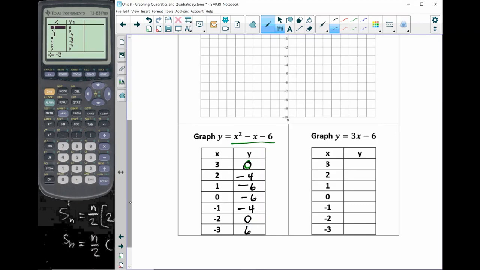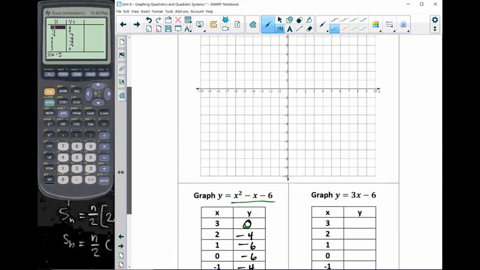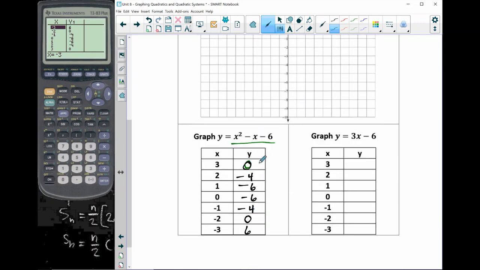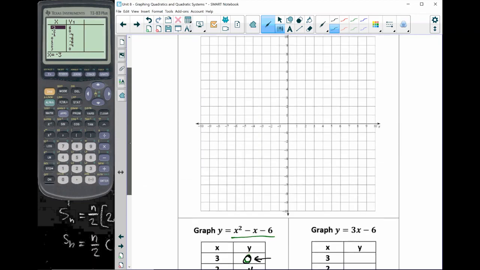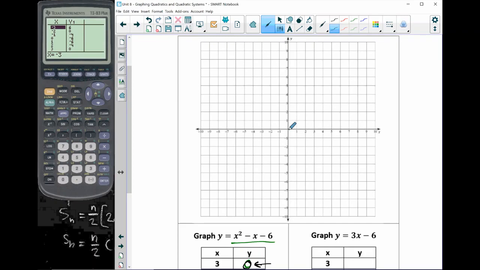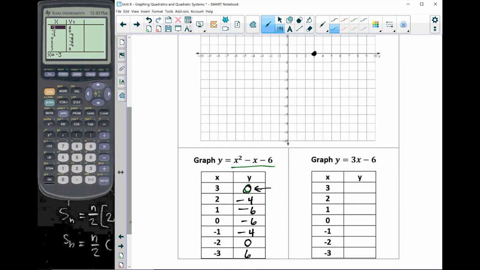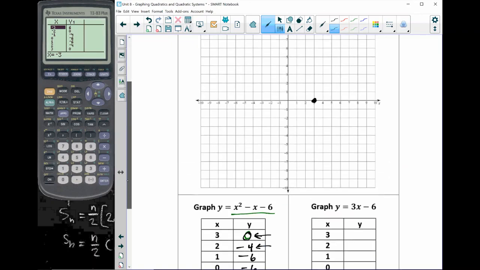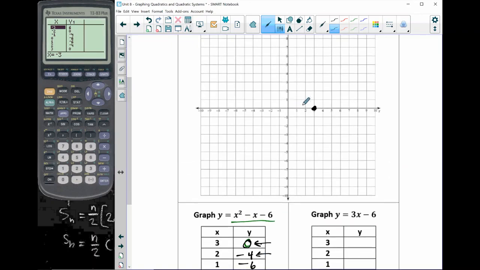So now all I have to do is graph these points on my graph. So first, the point 3, 0. I'm going to graph that first. So 3, 0, it means I'm going to go to the right 3 and then stay on the x-axis because my y is 0. My next point is 2, negative 4. So I'm going to go over 2 and then down 4.